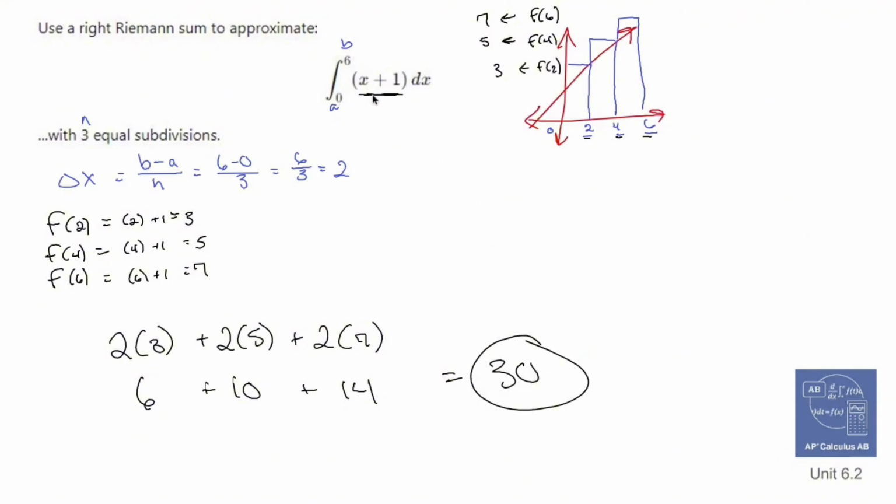So the area underneath this line is estimated to be around 30. Is it 30? No, because there's an overestimate here because these rectangles go a little bit above and beyond. But my estimate using 3 subdivisions is going to be 30. If you have more subdivisions, the estimate is better, it's closer. But yeah, that's how you do a right Riemann sum to something that looks like this.